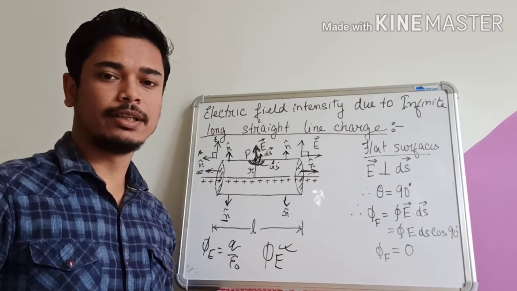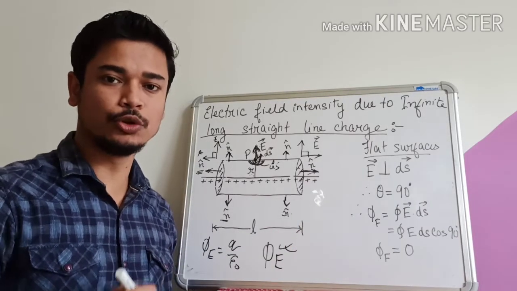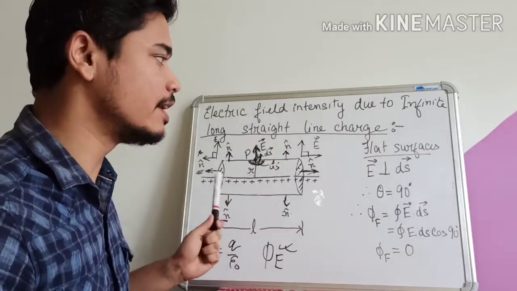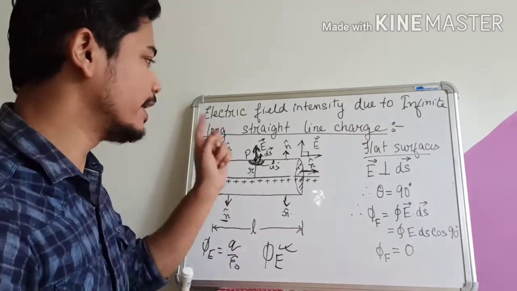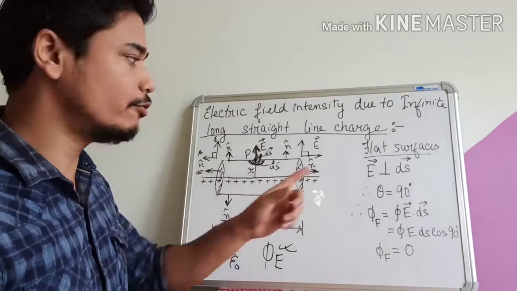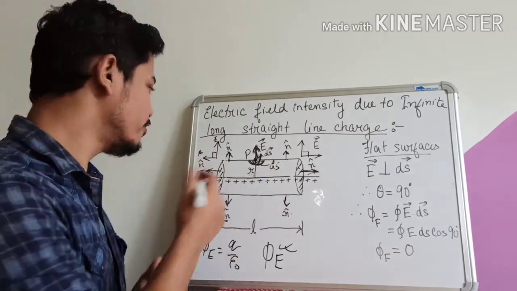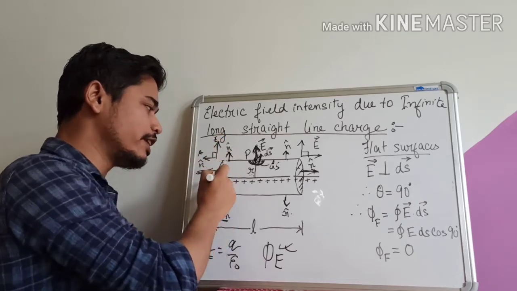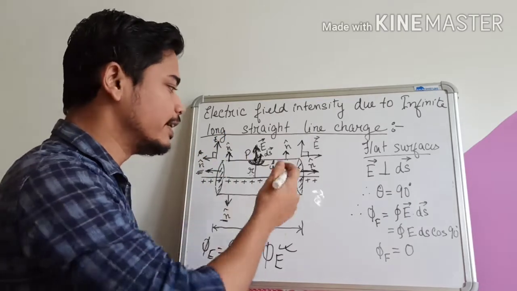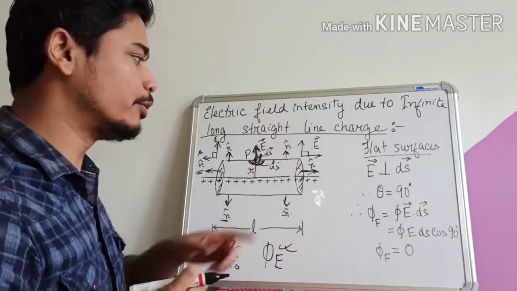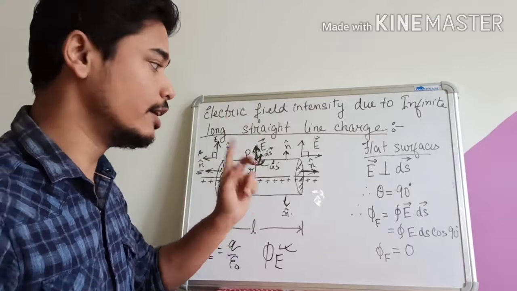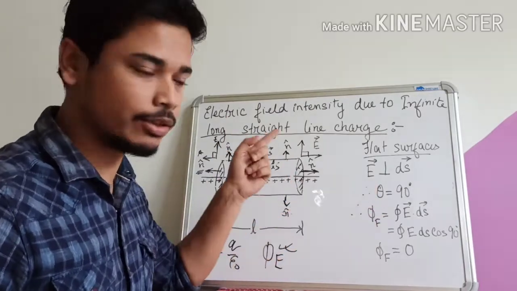Next, we will calculate the electric flux linked with the two flat surfaces. So here we have one flat surface and here there is another flat surface. What is the angle between the electric field and the area vector for these two surfaces? As we have already seen, the angle between the electric field and the area vector for this surface is 90 degree. Similarly, for this surface also, the angle between E and ds is 90 degree. So E and ds are perpendicular to each other. So what we have here is theta is equal to 90 degree.